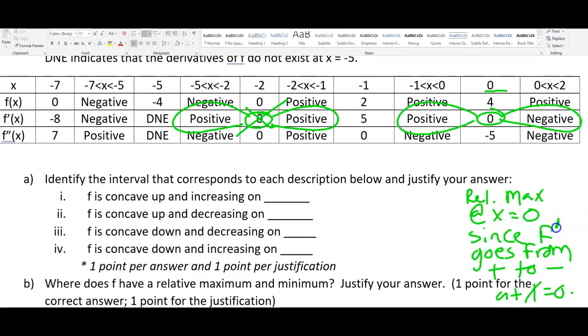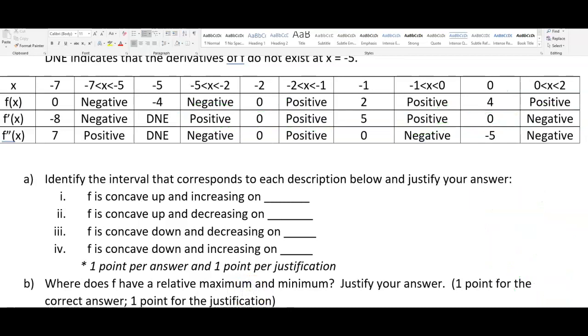Now, did you guys notice how I almost forgot to put prime there? If I didn't put prime, I would have lost the explanation point. That's very important. F doesn't go from positive to negative. F actually goes from positive to positive, and even if it did go from positive to negative, that doesn't make it a relative max. It's when the derivative goes from positive to negative that makes it a relative max, so it's important that you get that piece correct. So there you guys go. That's how you identify and justify the location of the relative extrema.